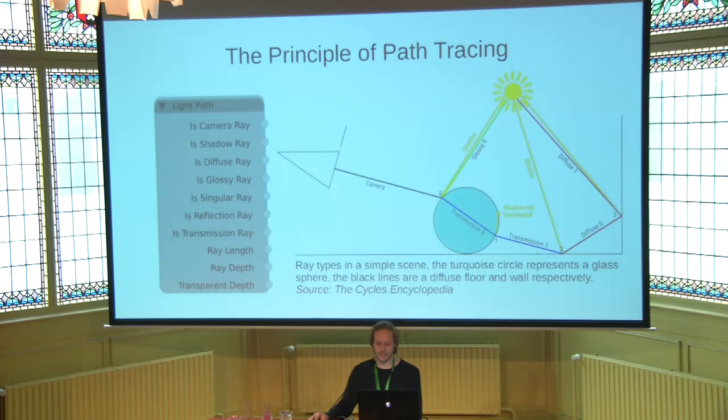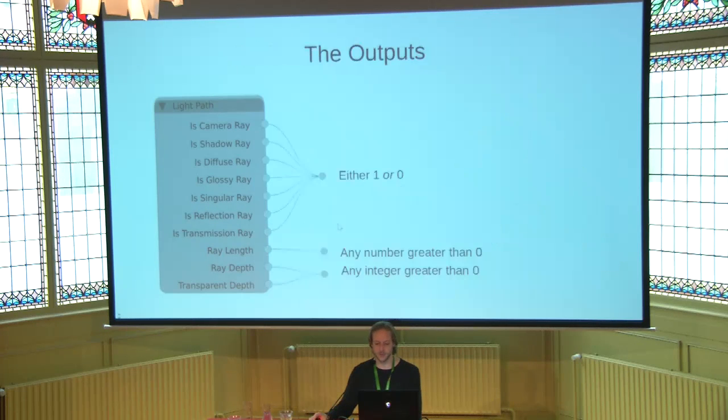And after it hits the ground, which is supposed to be diffuse, it becomes a diffuse ray, and so on. And it disregards what it was before. So it's always only one type, except for the reflection ray, which would be any bounce of a diffuse or reflective surface. Any ray that is not a transmission ray is actually a reflection ray as well.